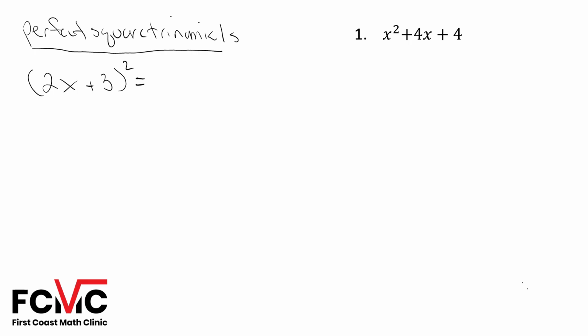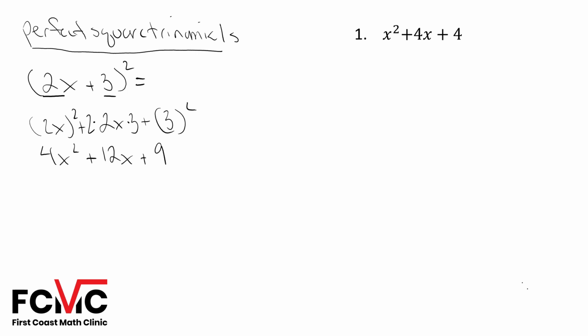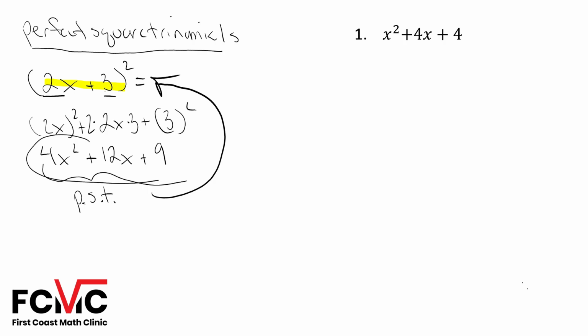But we know to square a binomial, we want to square the first term and square the last term, and then multiply those two terms times 2 to get our middle value. So we'll get 4x squared plus 12x plus 9 when we square our original binomial 2x plus 3. So this trinomial here, 4x squared plus 12x plus 9, is a perfect square trinomial because we got it by squaring that original binomial 2x plus 3. So our goal in this video is to take trinomials like this and figure out what our binomial squared is.